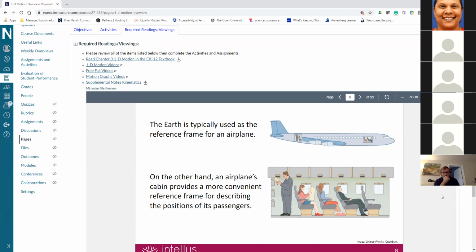Okay. So, a key property that we have to establish when we describe moving objects is position. And in order to establish the object's location, we need a reference point or a reference frame to measure from.